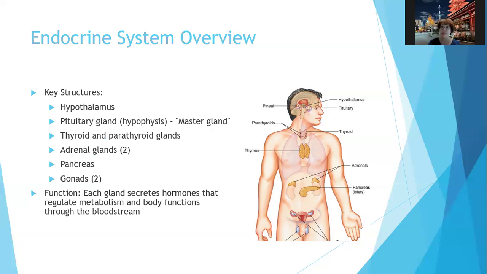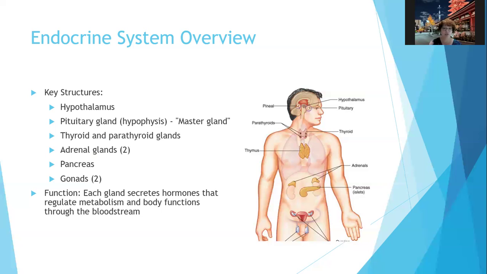So the endocrine system, in general terms: the two main control systems in our body are the nervous system and the endocrine system. The nervous system generally exerts pretty quick control, and the endocrine system exerts a little bit slower control. But the endocrine system is a set of glands throughout our body or organs that produce and secrete hormones, and they secrete them directly into the bloodstream. That's the difference between an endocrine gland and an exocrine gland.